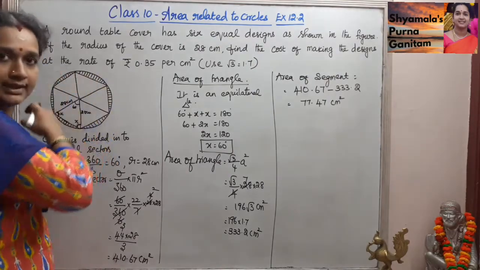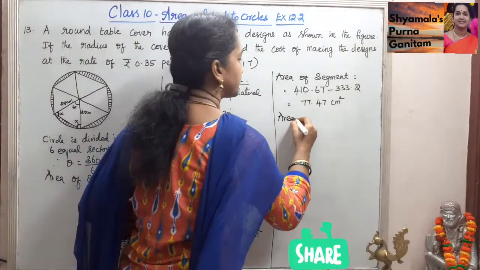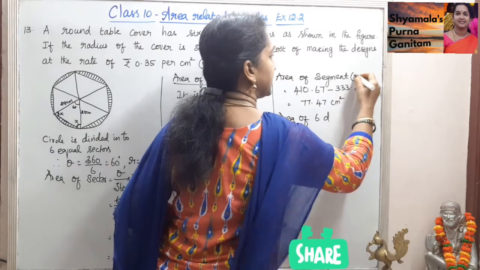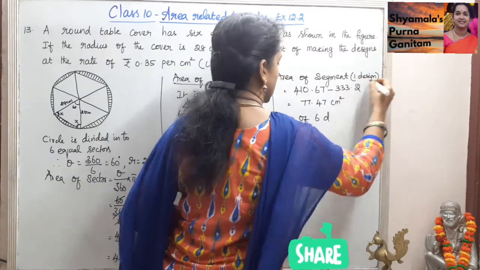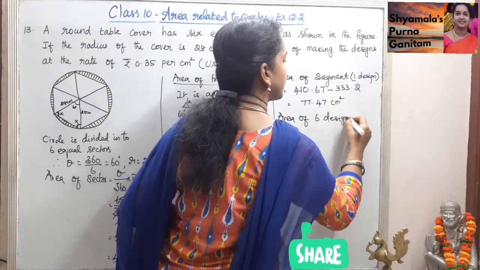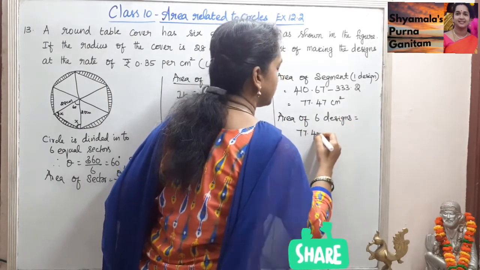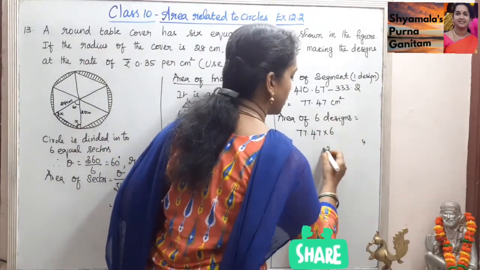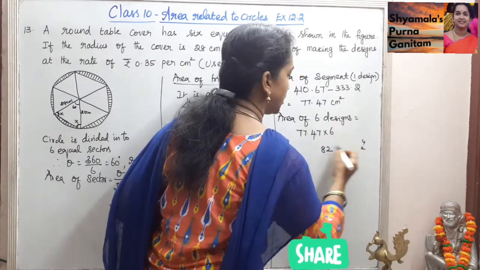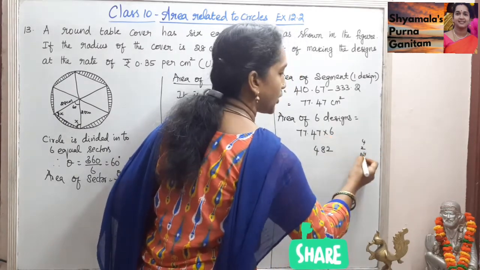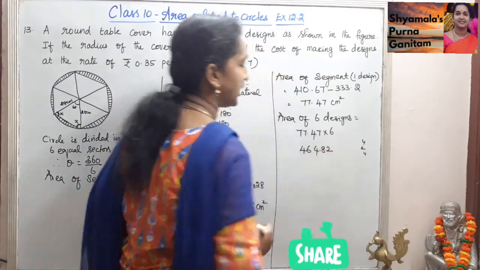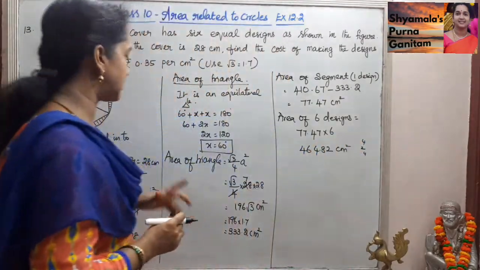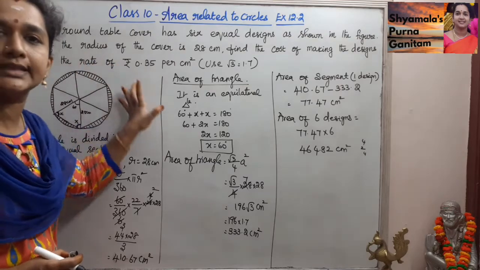Like this, 6 designs are there. So area of 6 designs is equal to area of segment, that is one design, 77.47 into 6. When we multiply this, we get 464.82 centimeter square. So this is the total area of all these 6 designs.